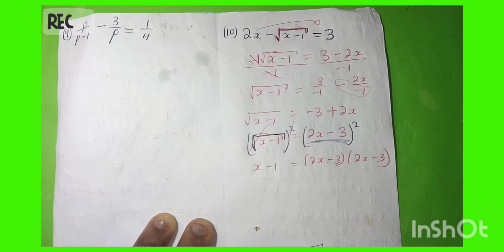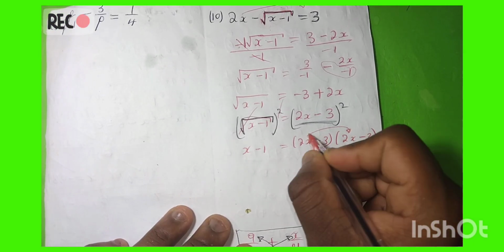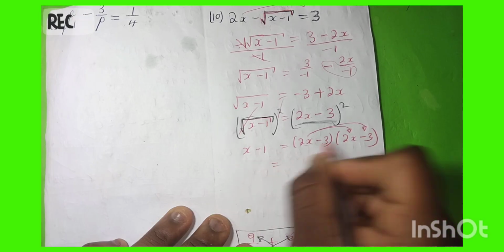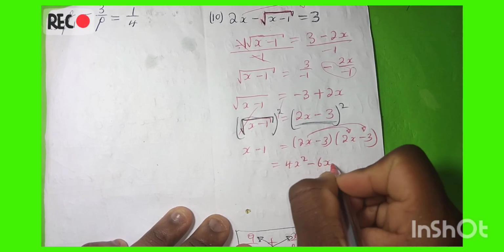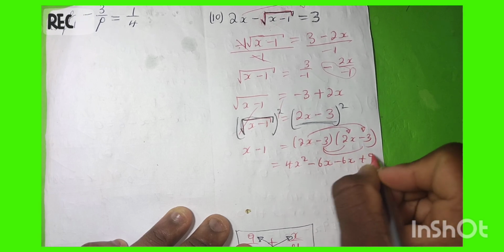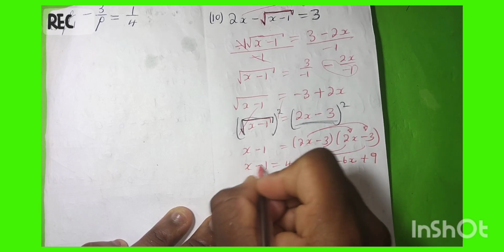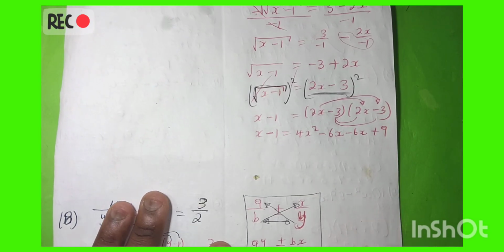Meaning now I should do what? I should expand. This is how you expand. This multiplied by this, this multiplied by that. Meaning this multiplied there is 4x squared. This multiplied there is minus 6x. This multiplied there is minus 6x. And this multiplied there is positive 9. Please, guys, revise your expanding. Know how to expand. So this is what now I will do.